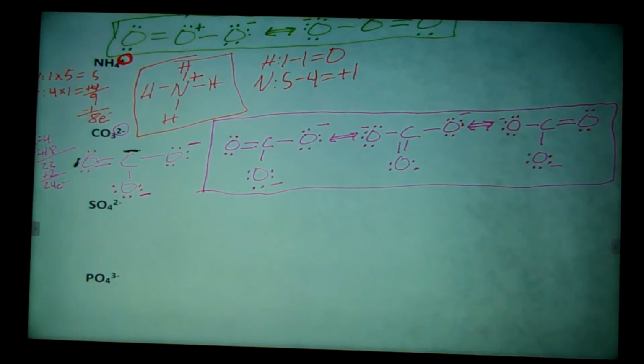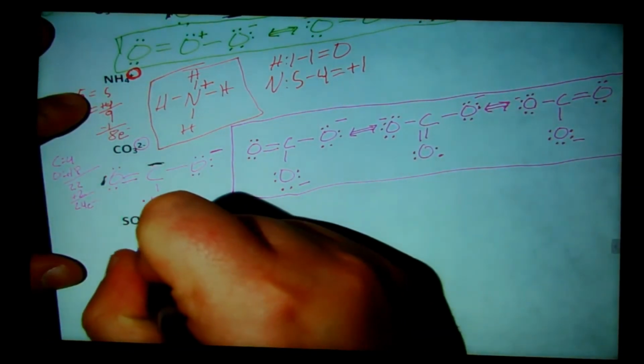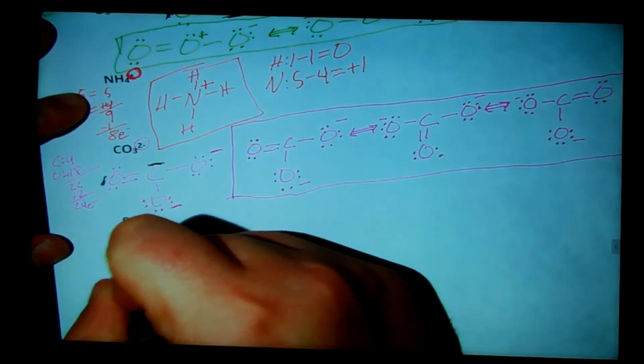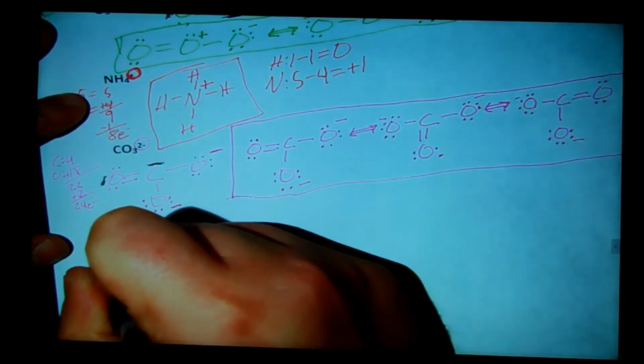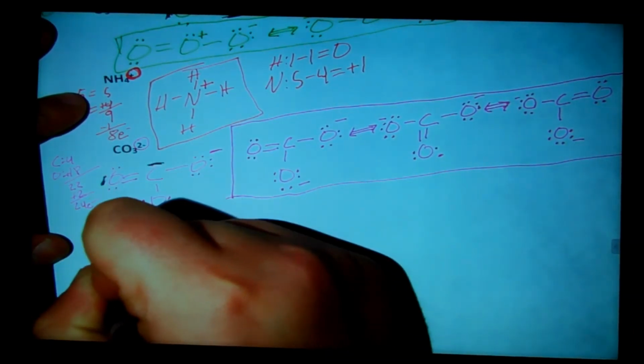Alright, so I held off here. Sulfate. Okay. So you should jump right off the page and go sulfur in the center, draw the skeleton, full octet.